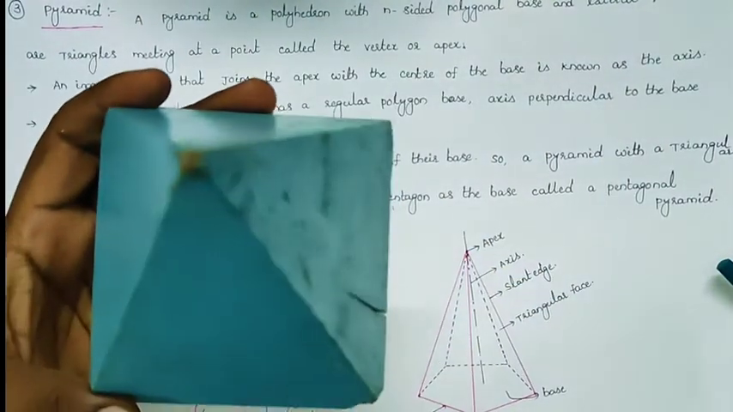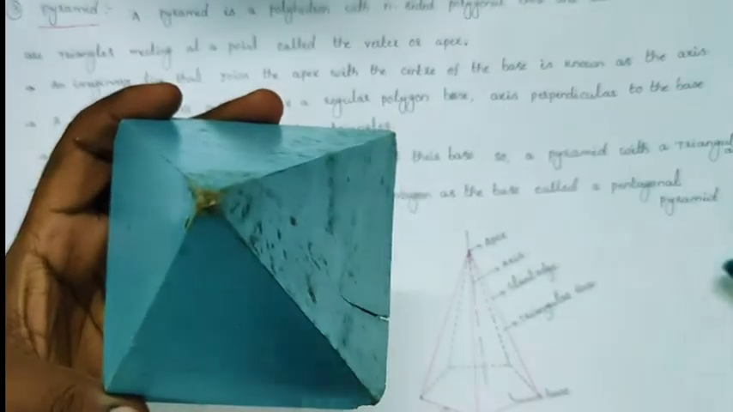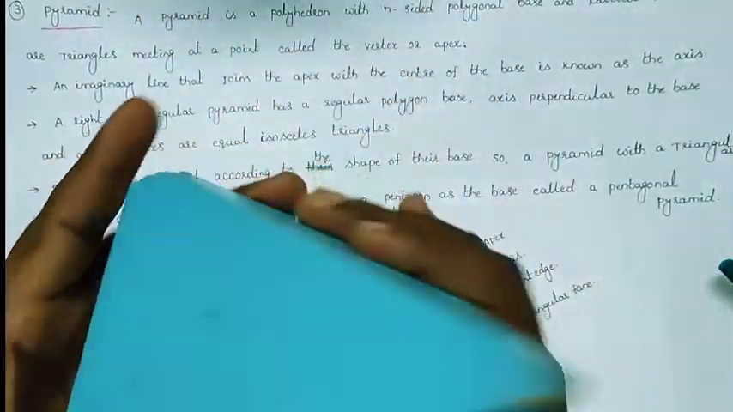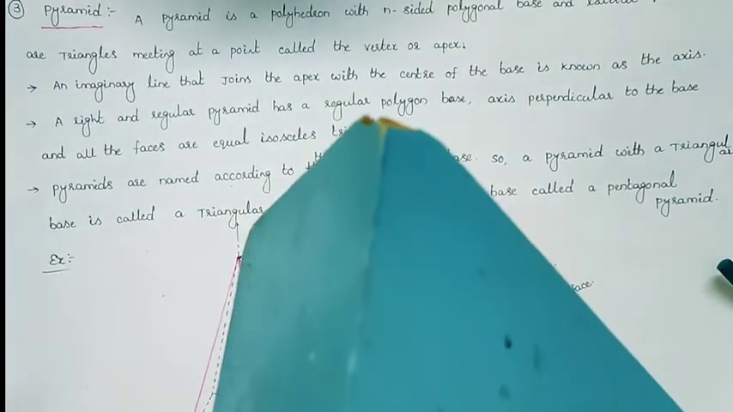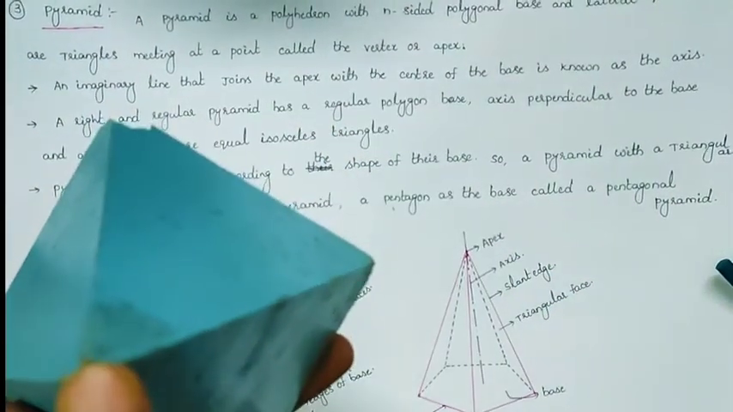Suppose it is a square pyramid, we have four equal isosceles triangle faces. So these are the faces and this is the base. These are the edges of the base and this one is the apex point.